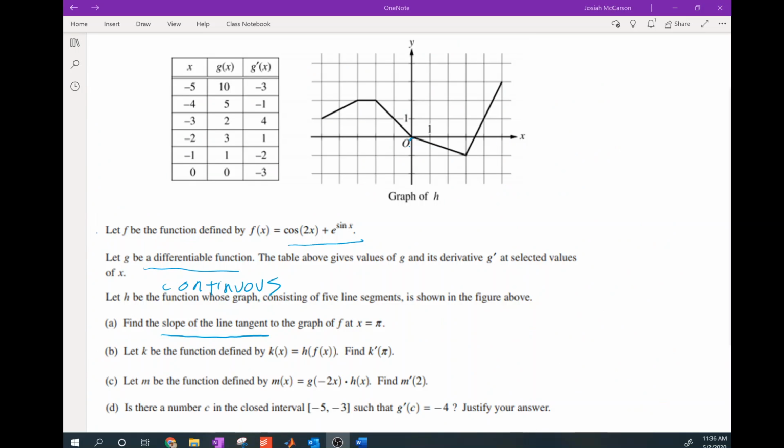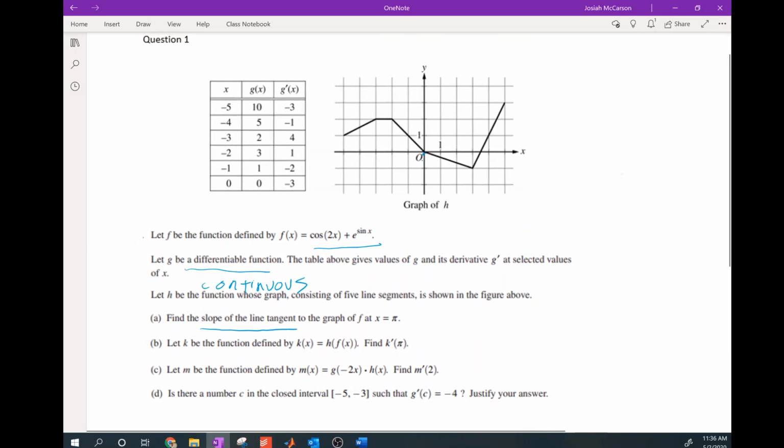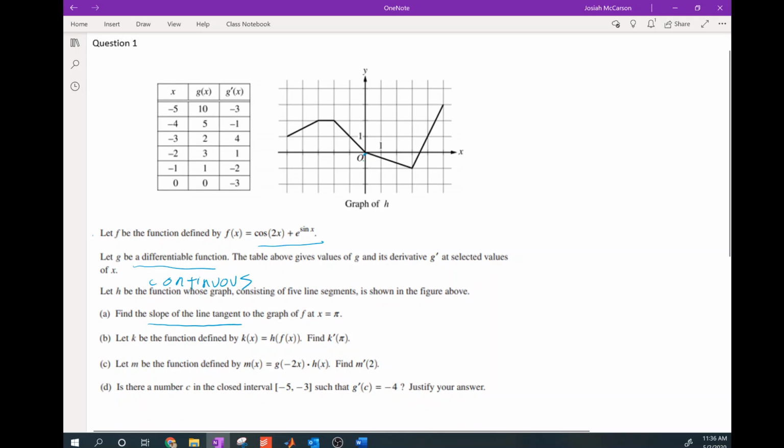So question D. Is there a number C in the closed interval from negative 5 to negative 3 such that G prime of C equals negative 4? Justify your answer. Now there's a few different ways you could justify your answer here. I'm going to show you one. If you do it a different way and you're wondering if yours is legitimate, talk to me on the live chats on Monday or Wednesday.